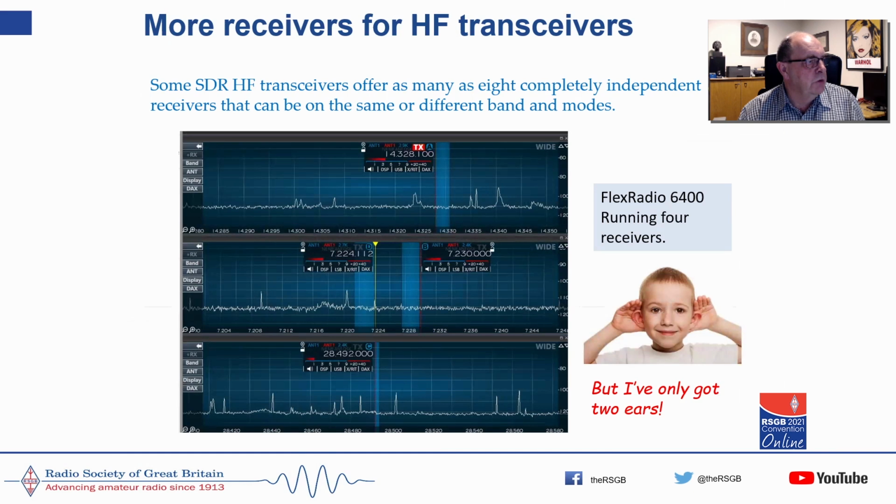Some SDR receivers offer as many as 8 completely different independent receivers. So in the hardware radios like the Yaesu and the ICOM, you get 2. This is a Flex radio showing 4, and some of the Flex radios can actually do 8 receivers. And I've only got 2 ears, you say. I can't listen to 2 things at the same time, or 4 things at the same time. Well, you don't have to listen to it, but you can see what the band activity is like on different bands. So in the middle here, you've got a split operation.